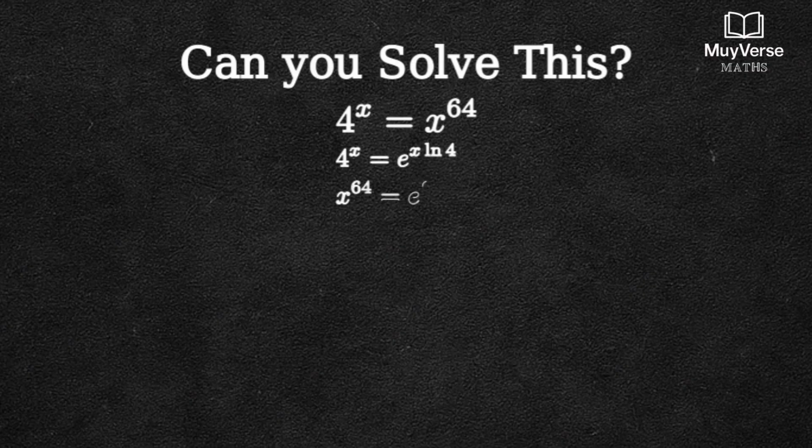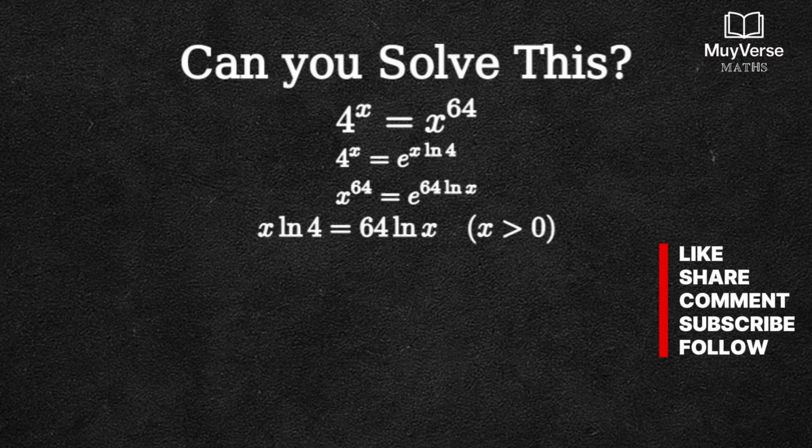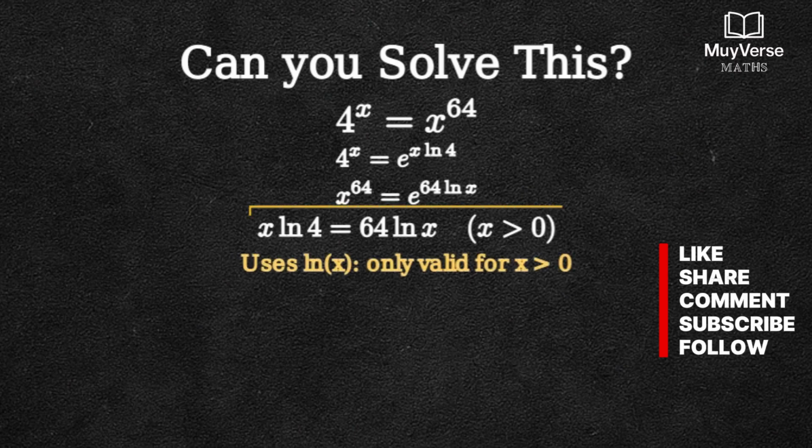4^x equals e^(x ln 4). x^64 equals e^(64 ln x). So for x positive, the exponents must match: x ln 4 equals 64 ln x. Remember, this step uses ln of x, so it only covers x greater than 0.